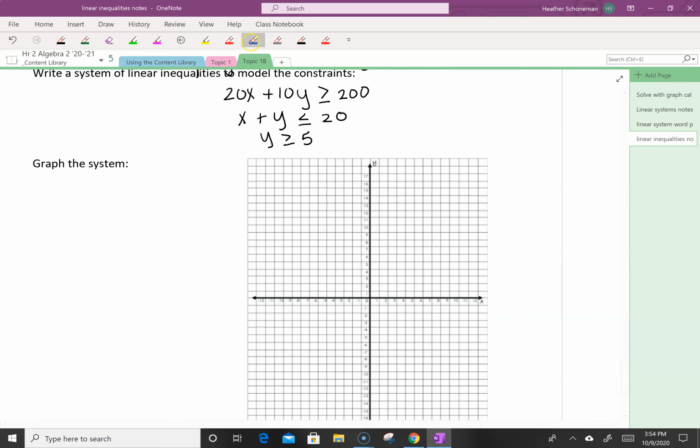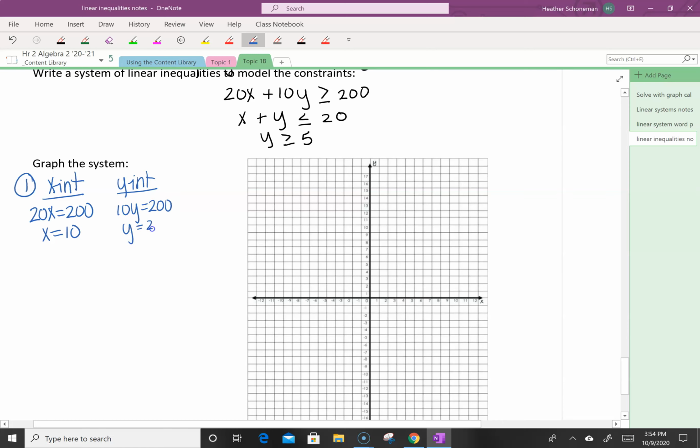Now that I've got my system, I can go ahead and try to graph it. So for the first equation, it's in standard form, so I need to find the x and y intercept. To find the x-intercept, I'm going to plug in 0 for y, so I get 20x equals 200. Divide by 20, x is going to equal 10. For my y-intercept, I get 10y equals 200. I divide by 10, and y equals 20. So here now are my two ordered pairs.